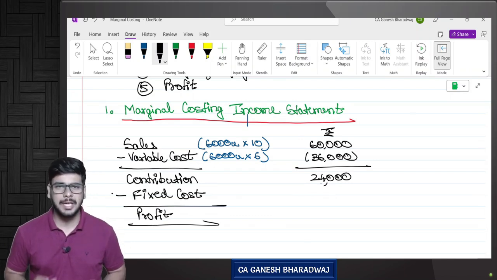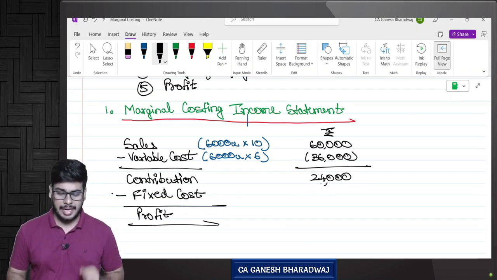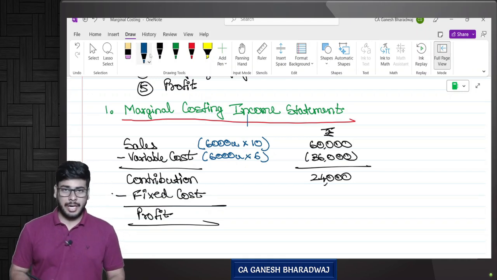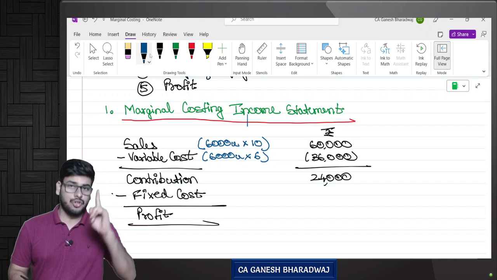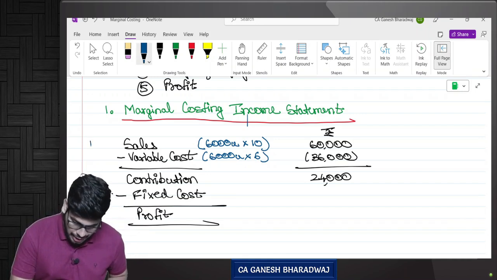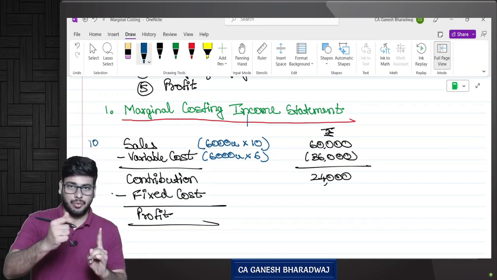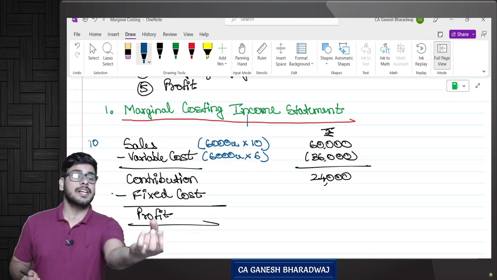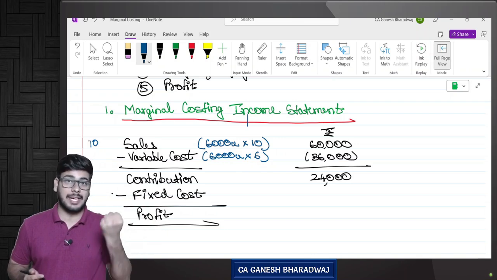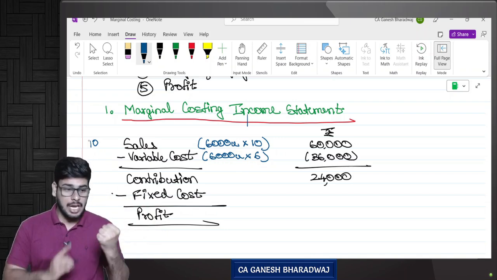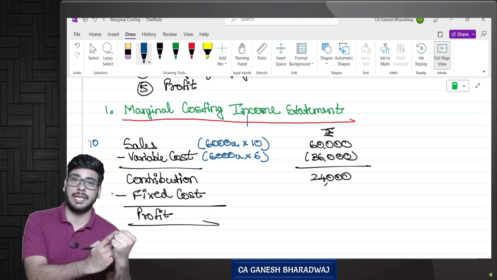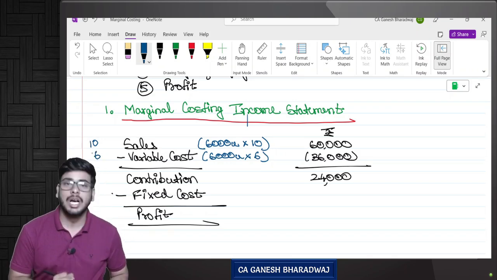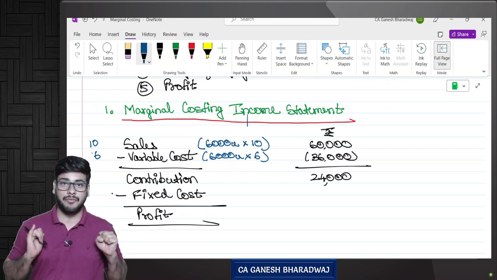Contribution. Now wait, let us just halt here and understand what this is. Every unit I sell generates a variable revenue, an incremental revenue. If I sell 1 unit, I will get 10 rupees extra. That is 10 rupees as my revenue. Now, for me to produce and sell that 1 extra unit, I incur 6 rupees of variable cost.